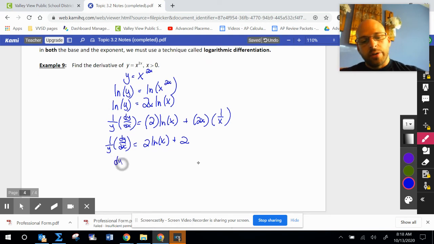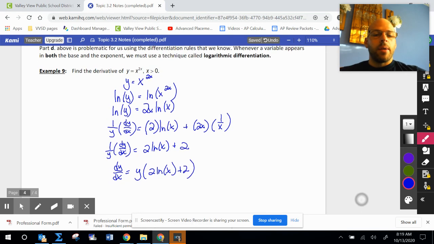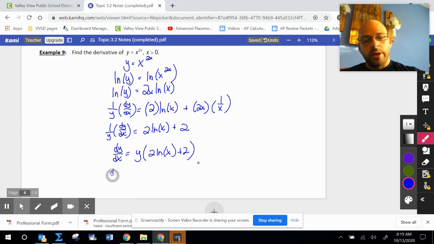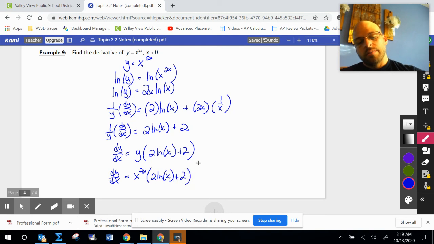I'm going to multiply both sides by my y. So I get y times 2 natural log of x plus 2. And then I'm going to plug my y back in, what the original problem was. So my dy over dx is x to the 2x times 2 ln of x plus 2. Okay, and that's how you do logarithmic differentiation.